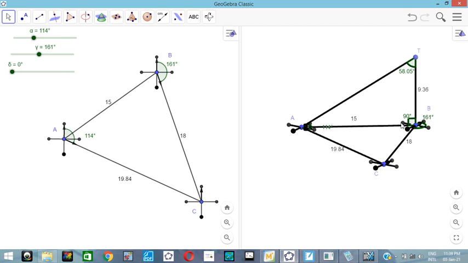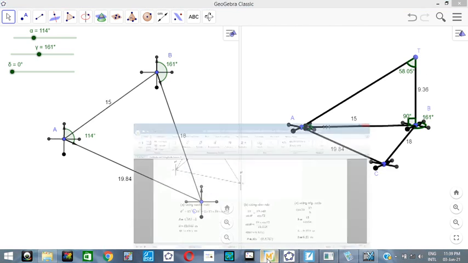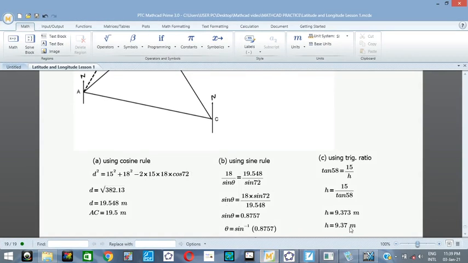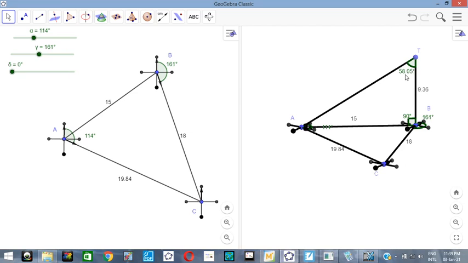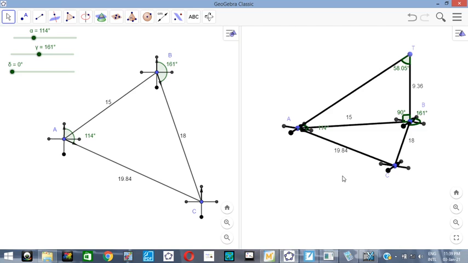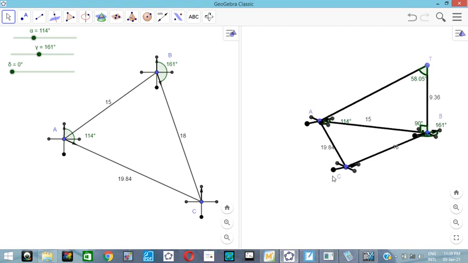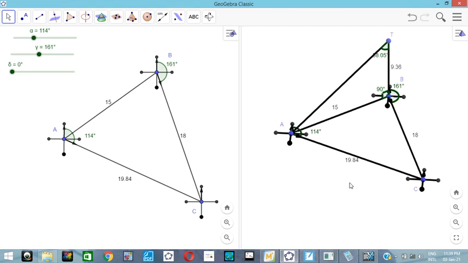You can see 9.36, and we have 9.37, so we are still very close. It's just because I could not move this angle to be exact. If I can move it exactly to 58, I think this would be exactly 9.37 meters. So you can see from scale drawing, you can actually do this calculation and you are in order. So this is the representation of this question.